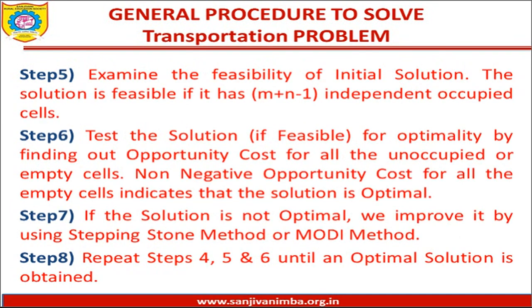Next, step number 5. Examine the feasibility of the initial solution. Whichever initial solution you arrive at with the help of any of these three methods, you have to find out the feasibility of that. How to identify the feasibility? The solution is feasible if it has m plus n minus 1 independently occupied cells. Your transportation problem is feasible only if the initial feasible solution has m plus n minus 1 number of independently occupied cells.